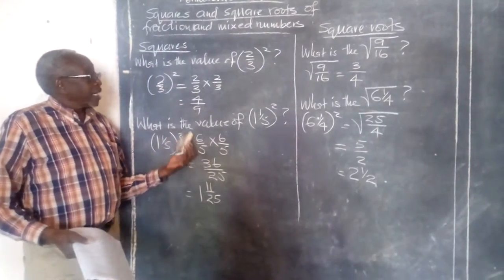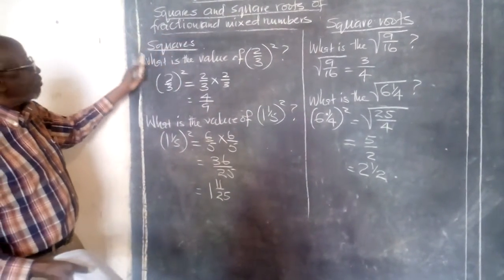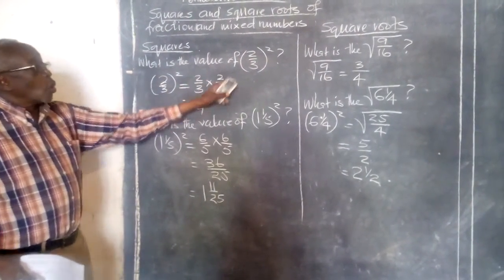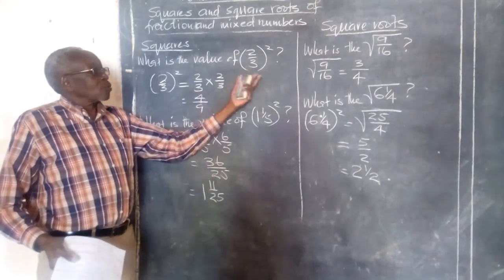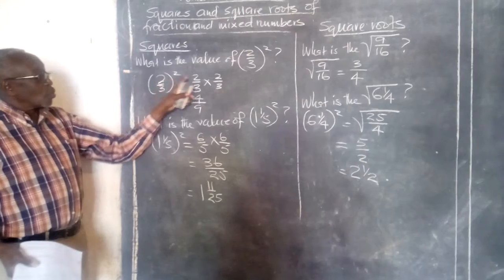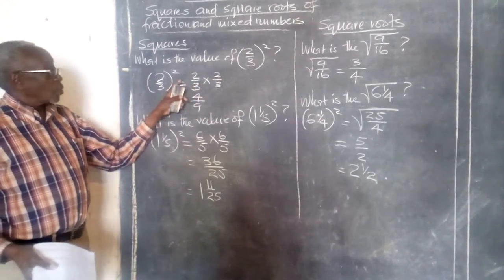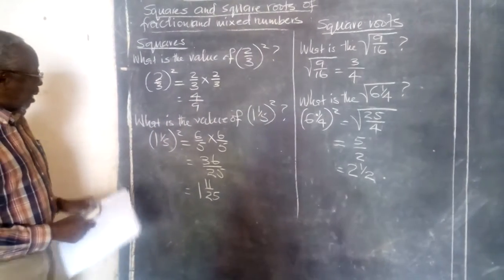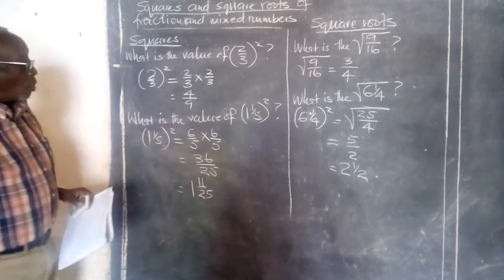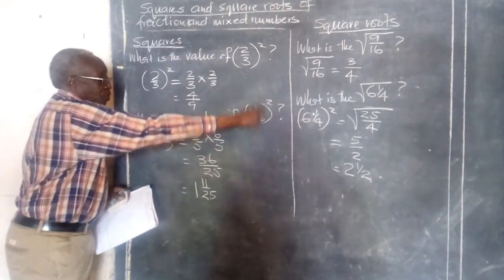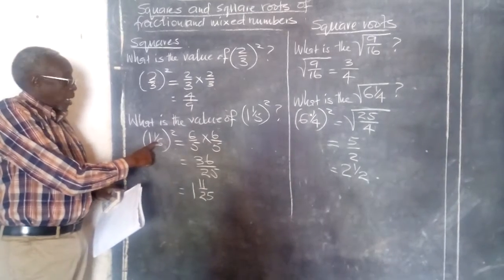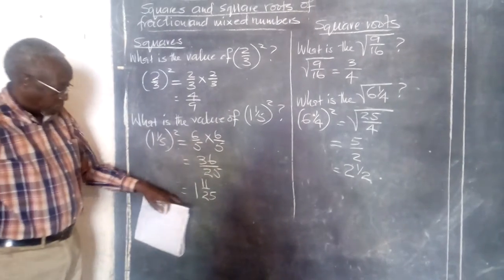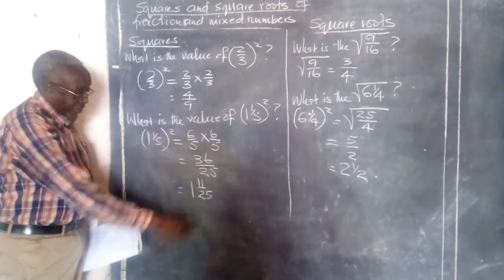So if we can start again here, we were looking at squares and square roots of fractions and mixed numbers, and we said in squares, what's the value of 2 over 3 in brackets squared is written as 2 over 3 times 2 over 3. And so 2 times 2 is 4 over 9. Are we there? And then we have 1 and 1 over 5 in brackets squared. We change this into an improper fraction, 6 over 5 times 6 over 5. We get 36 over 25. And when we simplify that, we get 1 and 11 over 25.